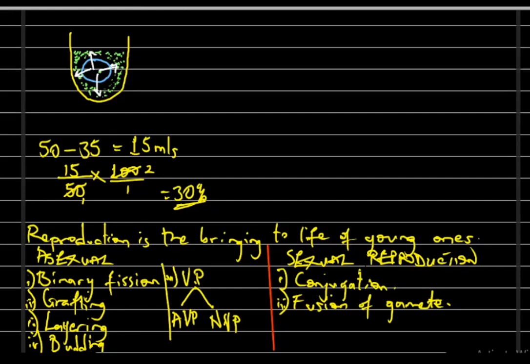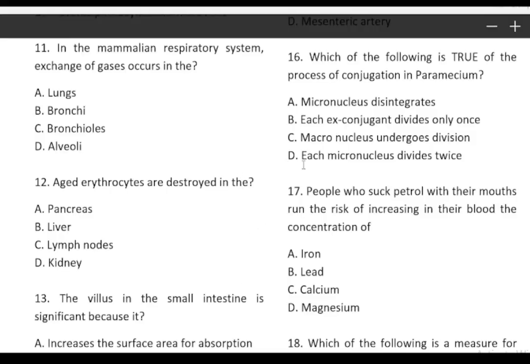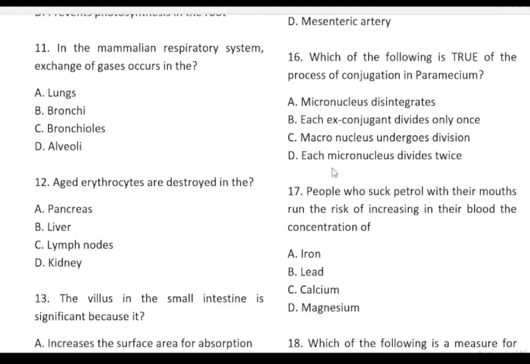So the process is called conjugation. Two paramecium lie side by side, after which they fuse together. They eventually separate and go on their ways in their environment, and then they come to lie side by side again the second time to produce multiple copies of themselves through asexual fission. So that is basically the answer to that question: option D, they come to lie side by side, each producing micronucleus, and they divide twice. That is the answer to question 16.